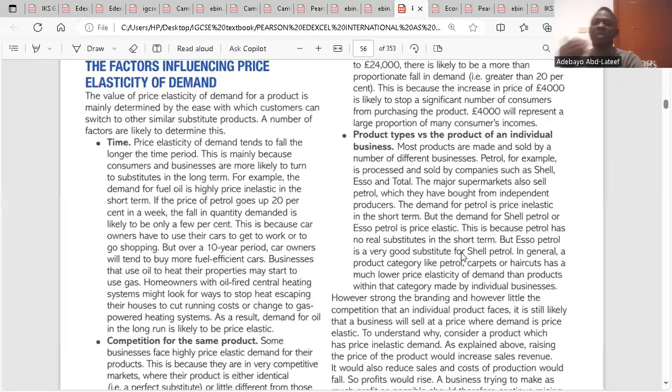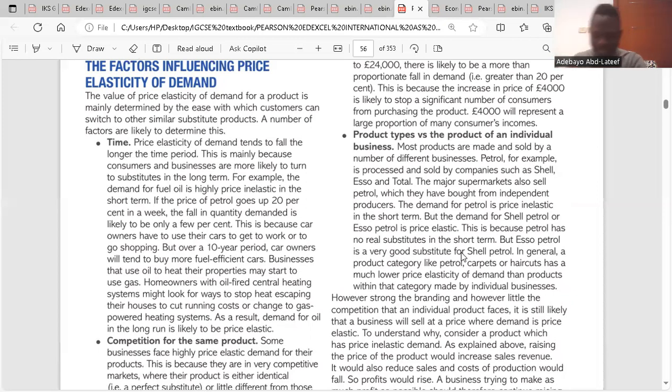And there's another one, the product types versus the product of an individual business. Most products are made and sold by a number of different businesses. Petrol, for example. Let me just explain this: the type of product and the type of individual product made from it. If it is an individual product, like your own product, and you increase the price, because your product is just like any other product and does not have any corporate name, the demand for it might not increase. Do you get it? But if the type of product you sell is a corporate one, if you increase the price, it can still be price inelastic.